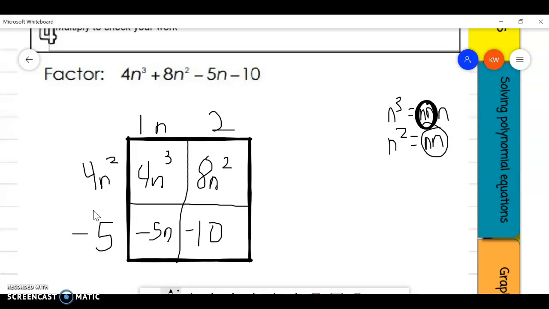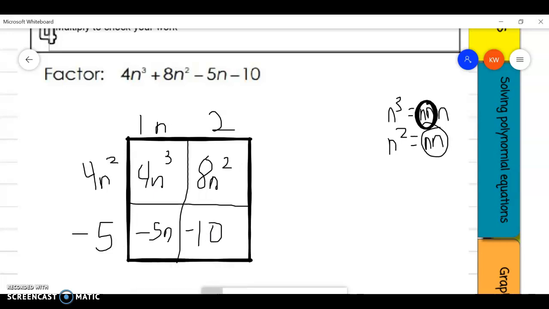Now that we got all this, let's just check our work to see if everything multiplies out to what we need. All right, 4n squared times 1n gives us this 4n to the third. That checks out. Now, 1n times negative 5 gives us negative 5n. 4n squared times 2, 4 times 2 is 8, and that n squared comes through, and there we got it. And we said earlier that this times this does give us negative 10. So that means that we have all of our factors here.